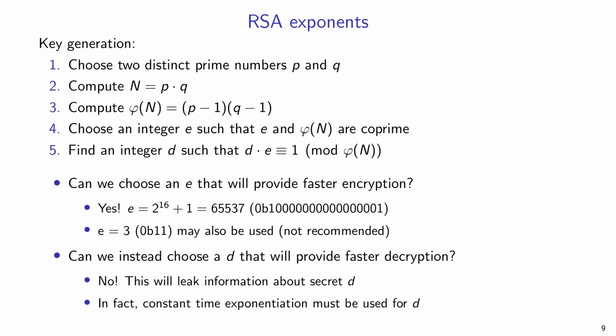Even more, constant time exponentiation must be used when applying D. We cannot use the optimized square and multiply algorithm discussed on the previous slide. If we used it, an attacker could measure how long the decryption takes and could deduce how many zeros and ones are in our private exponent, right? And that would be very bad. So again, whenever we have to calculate something based on secret data, we have to use constant time operations. But alright, enough about exponents.